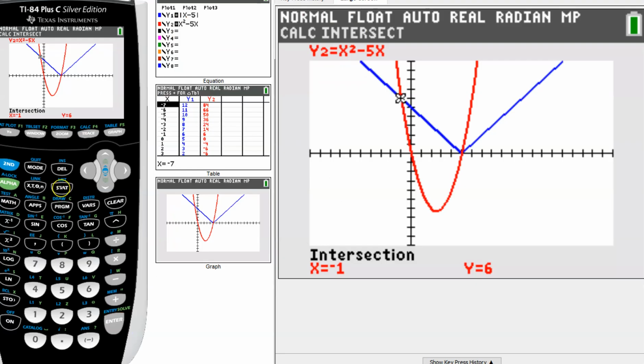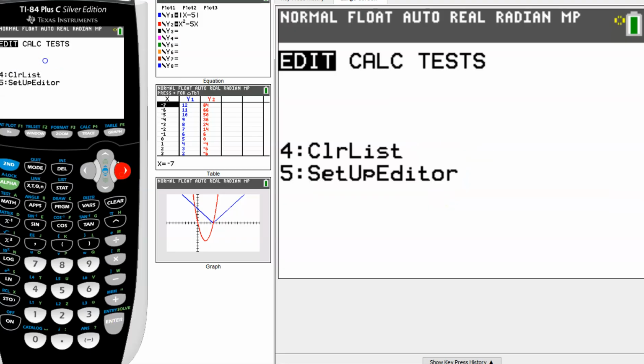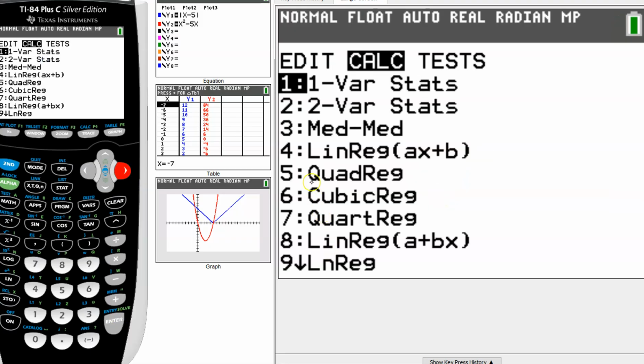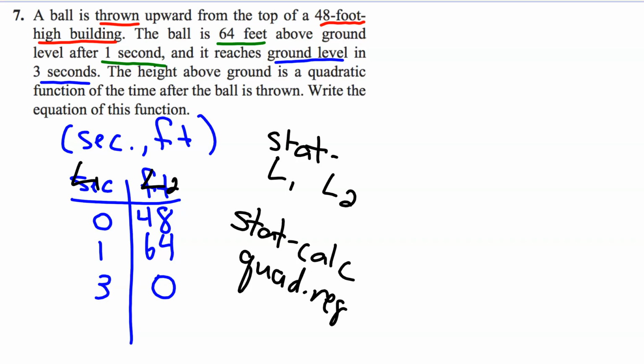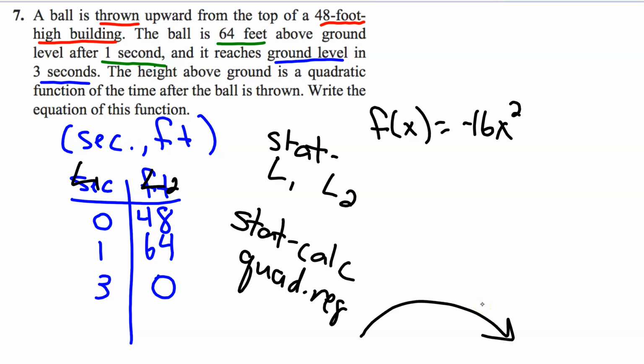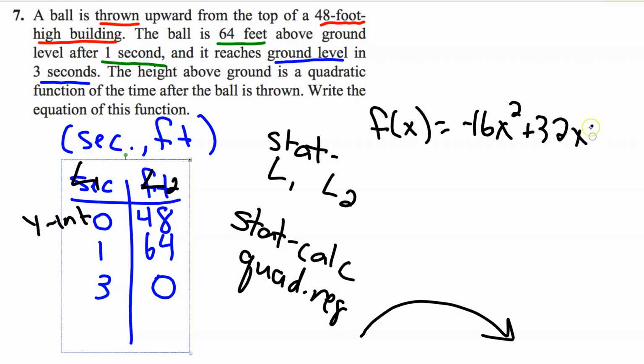And if I was just going to show you where that was, you would do stat, calc, and it would be the quadratic, which would be number 5 here. So that's where you're going to do that one. And when you do all of that, you're going to get the equation negative 16x squared. We predicted that, right? Because we know a ball up in the air is going to go like that, upside down parabola, plus 32x, and we're guessing this is going to be 48 because this is my y-intercept. And if you look at your calculator, it actually is. And my r squared is 1.